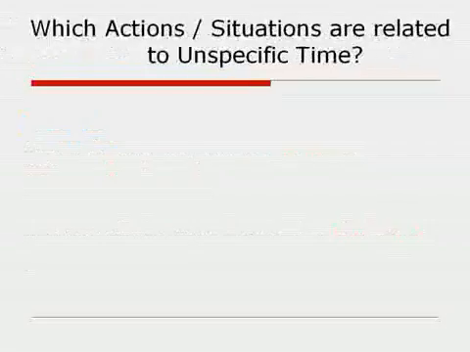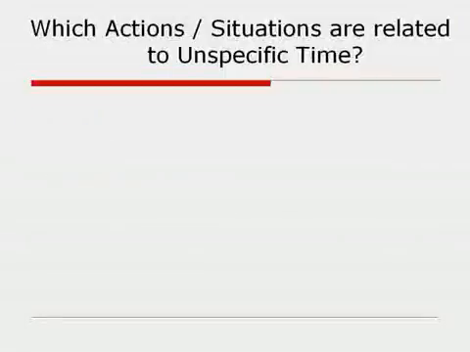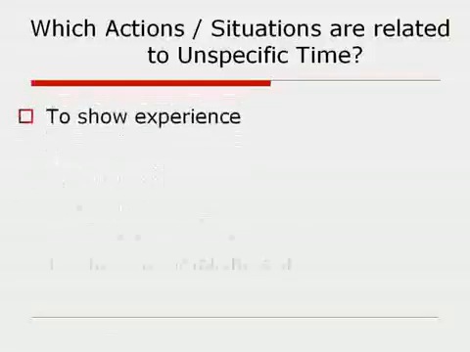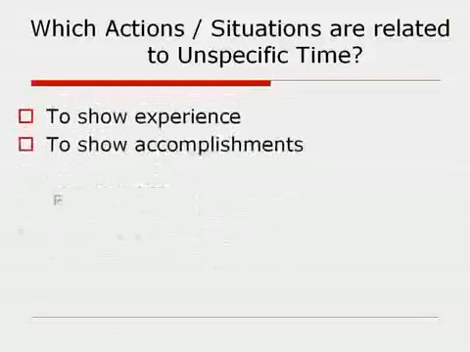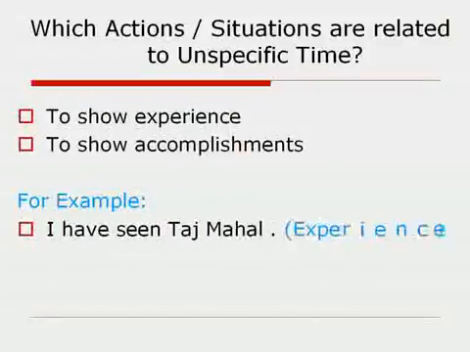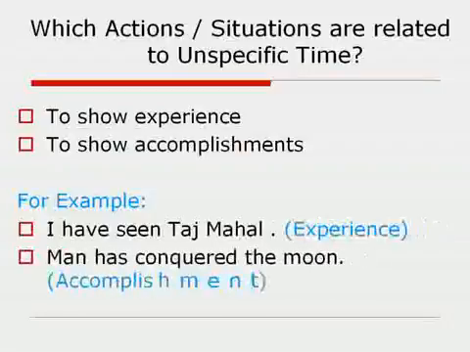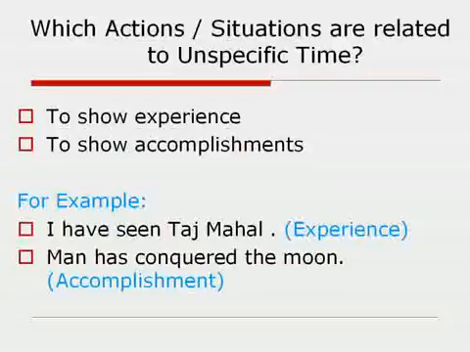Now, which actions or situations are related to unspecific time? Beginners may have a hard time understanding actions or situations related to unspecific time. You can use present perfect tense for the following: to show experience and to show accomplishments. For example, I have seen Taj Mahal, an experience. Man has conquered the moon, an accomplishment. So whenever you talk about experience or accomplishment, use present perfect tense. Both experience and accomplishment don't require any time to be mentioned because they focus on the action rather than the time it took place.